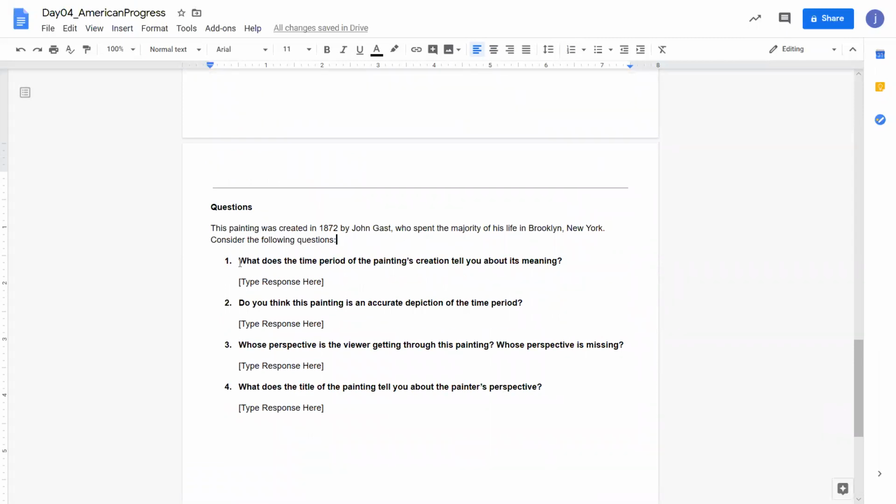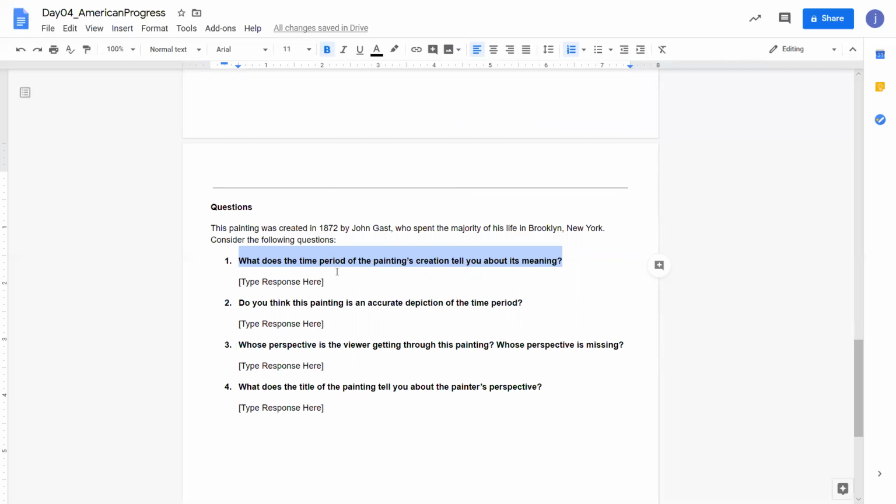So the first question is going to ask, what does the time period of the painting's creation tell you about its meaning? So it was created, again, if we go back to the map, in a time of westward expansion. The country was moving more and more west with different things like railroads, different routes.